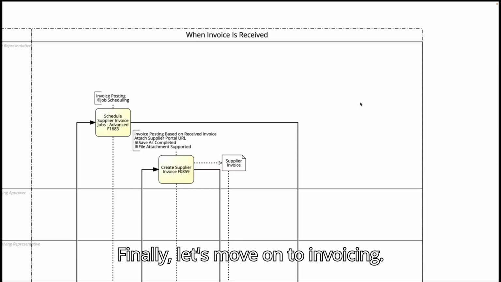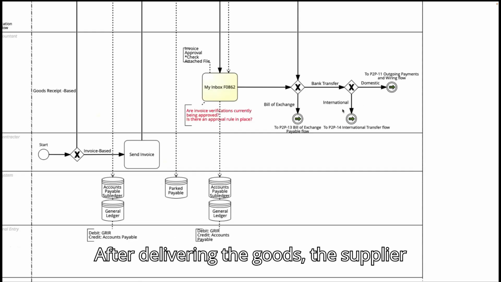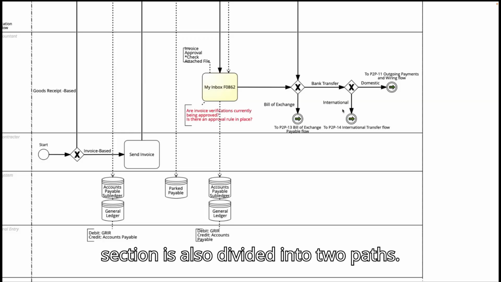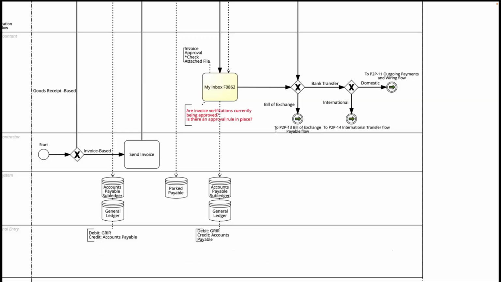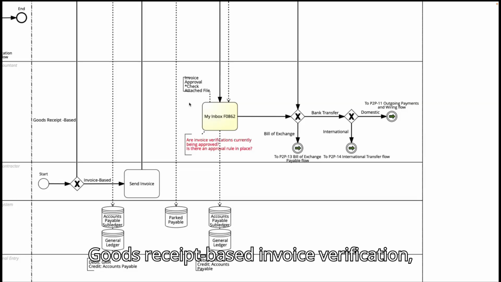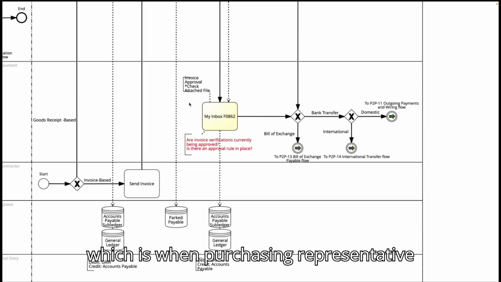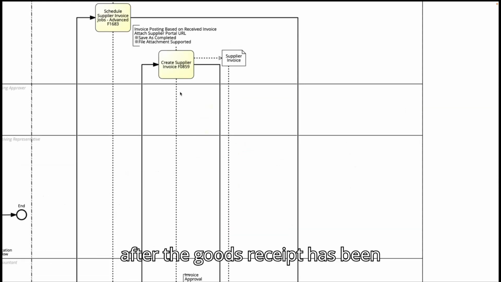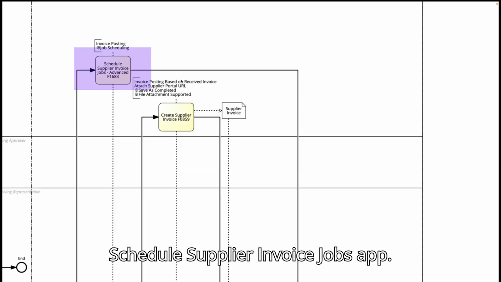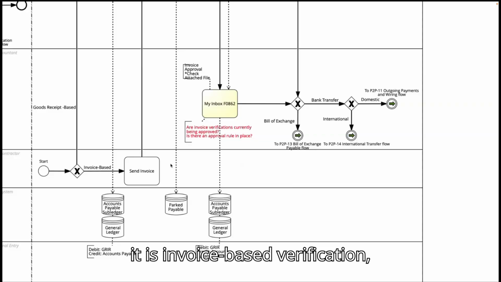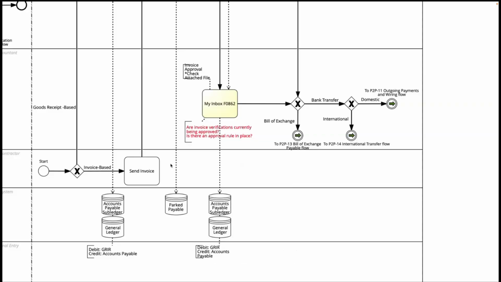Finally, let's move on to invoicing. After delivering the goods, the supplier issues an invoice to the buyer. This section is also divided into two paths. The first is goods receipt based invoice verification, which is when the purchasing representative can schedule an invoice automatically after the goods receipt has been posted using the Schedule Supplier Invoice Jobs app. The second is invoice based verification.